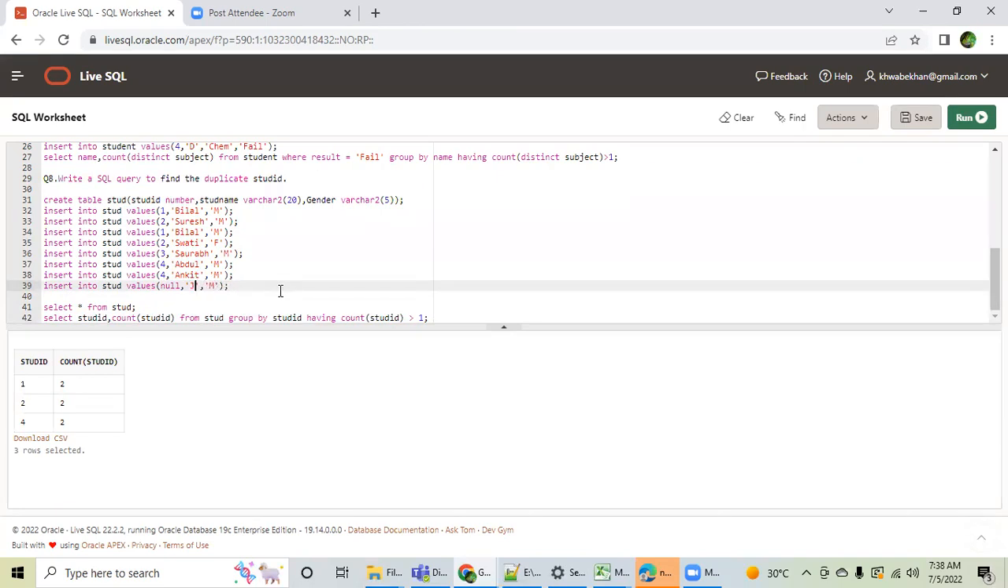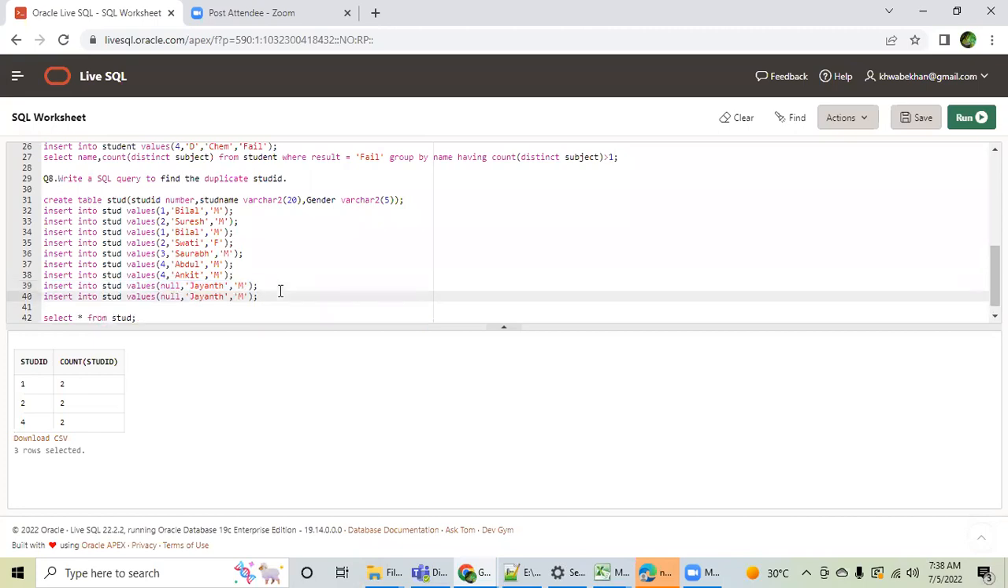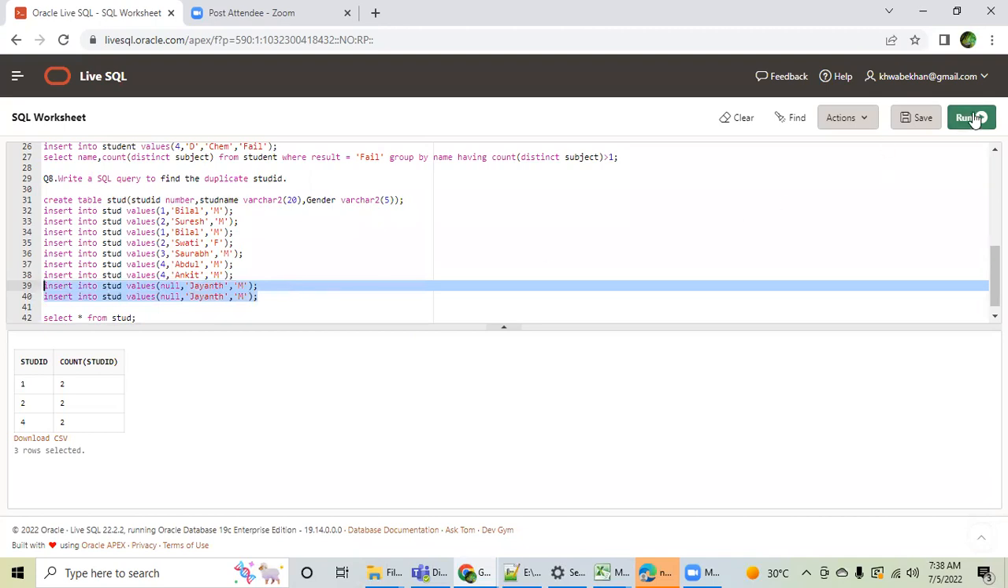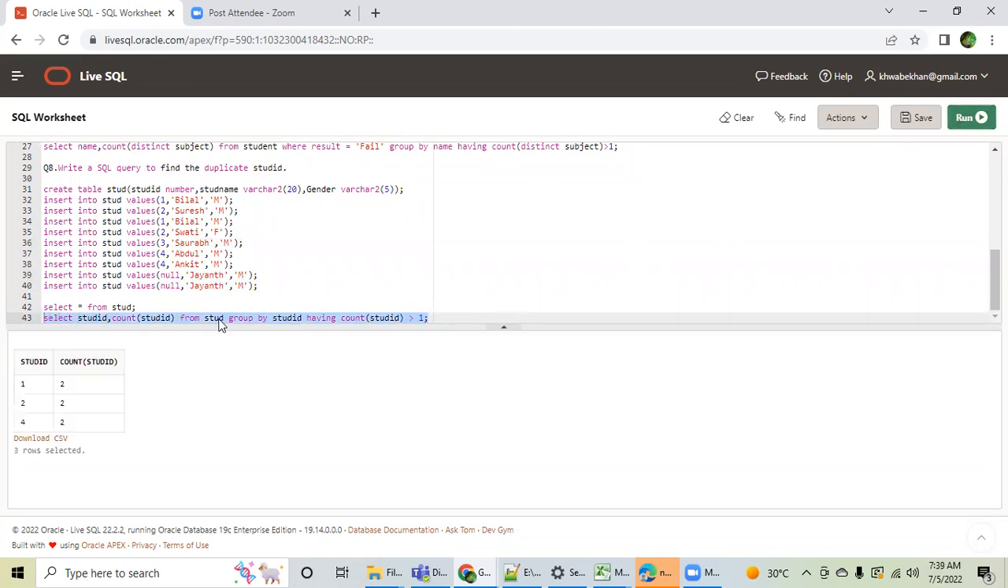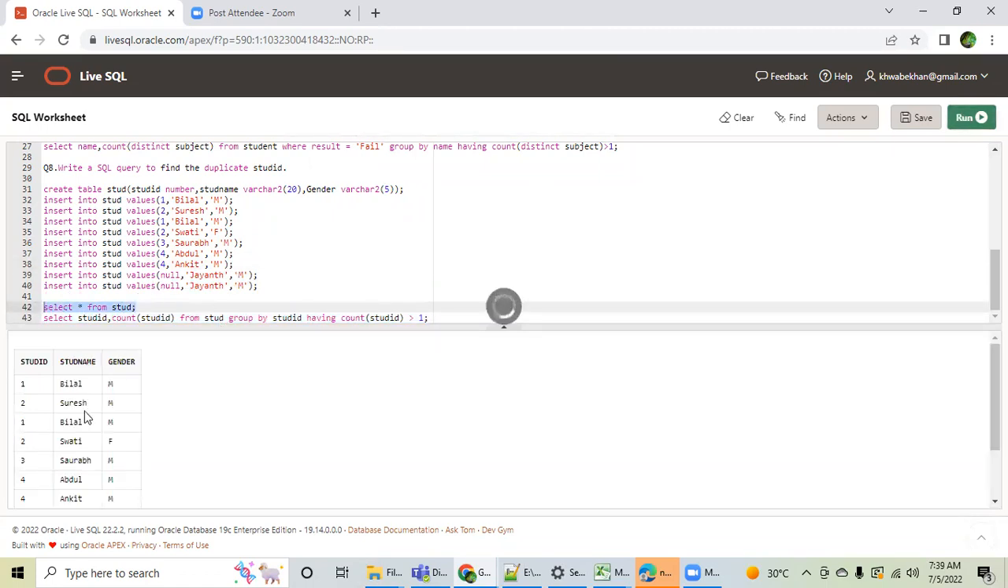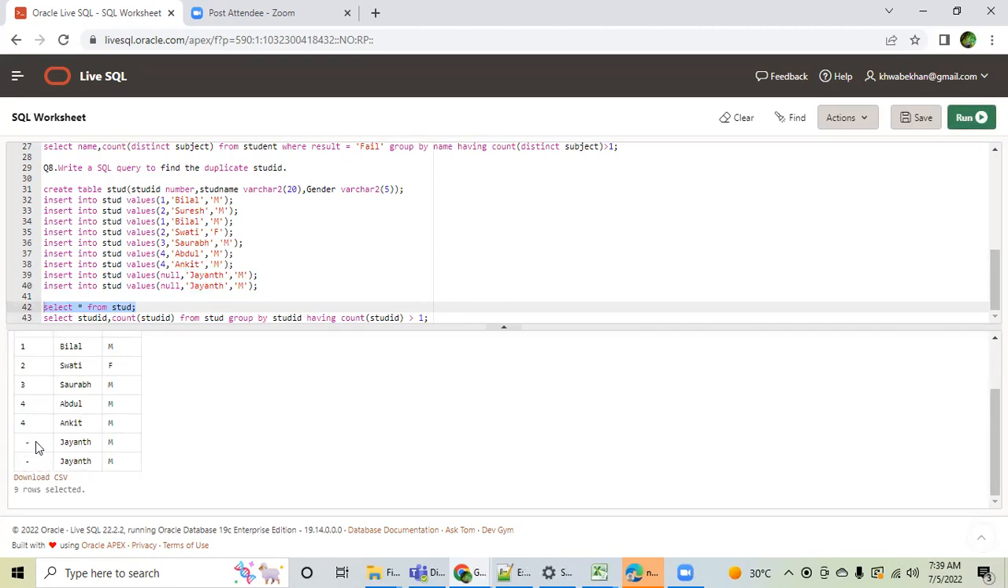I'm giving some name, Jan, here. Now tell me, these two nulls, are they duplicate or not? Yes. Now I've inserted that null and I'm executing this query. I know a lot of questions will be coming now. Now in this table student, you have two nulls, right? Correct?